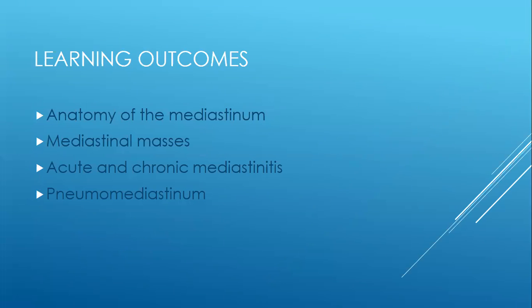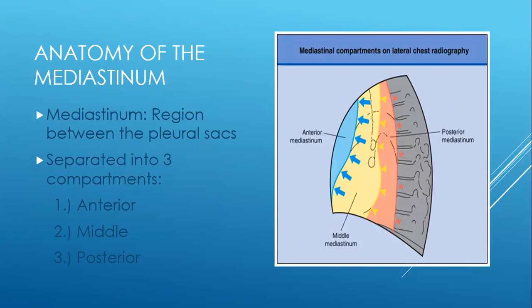So the learning outcomes for this lesson will be to recall the anatomy of the mediastinum, learn the mediastinal masses, the acute and chronic mediastinitis, and the pneumomediastinum. So first, let's recall the anatomy of the mediastinum.